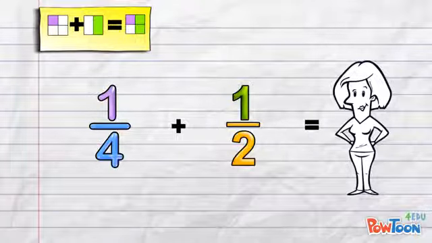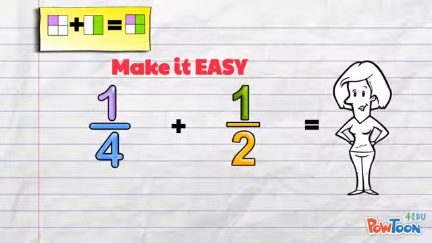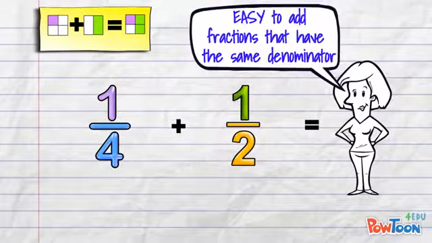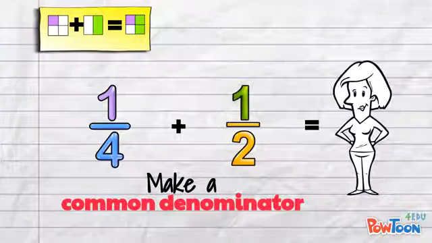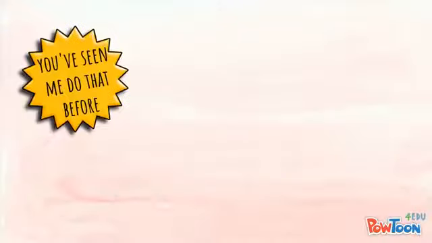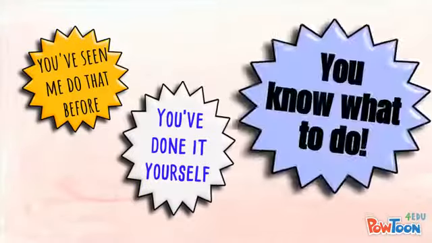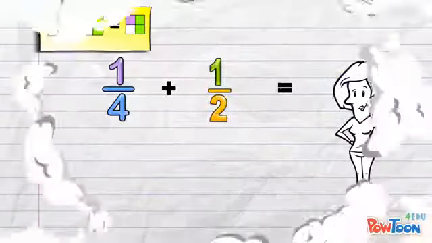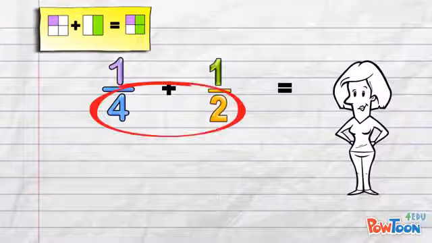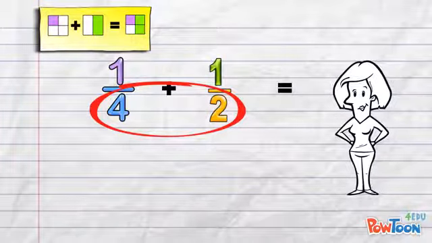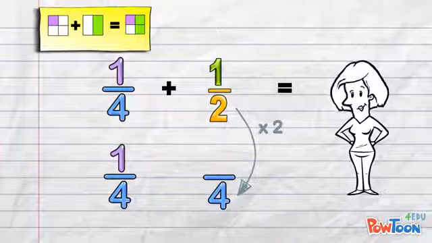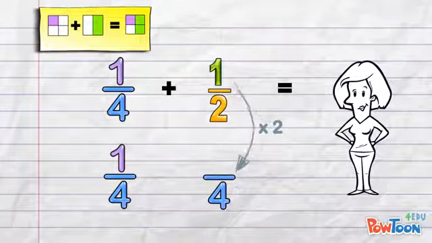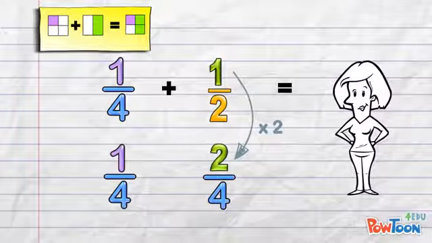The first step is to make it easy for ourselves. It's easy to add fractions that have the same denominator, so we make it easy by creating a common denominator for these fractions. You've seen me do that before, you've done it yourself, you know what to do. We've got denominators of 4 and 2. Our common denominator is going to be 4. To get a denominator of 4 here, we multiply by 2. So we do the same to the numerator, and that's 2 over 4.